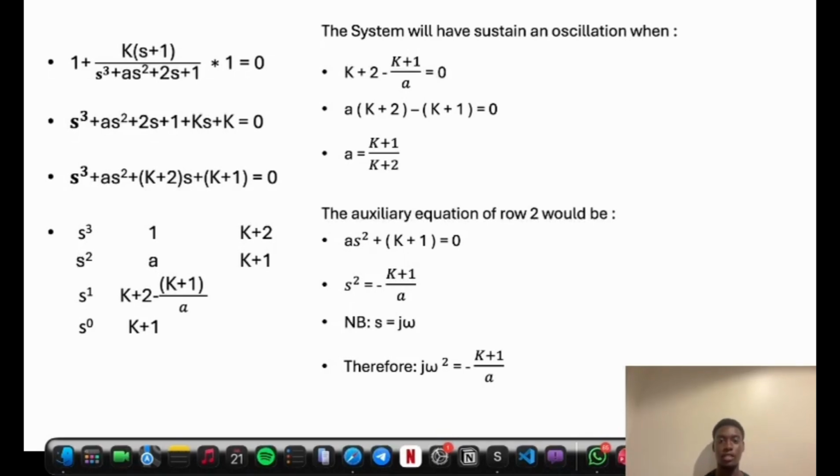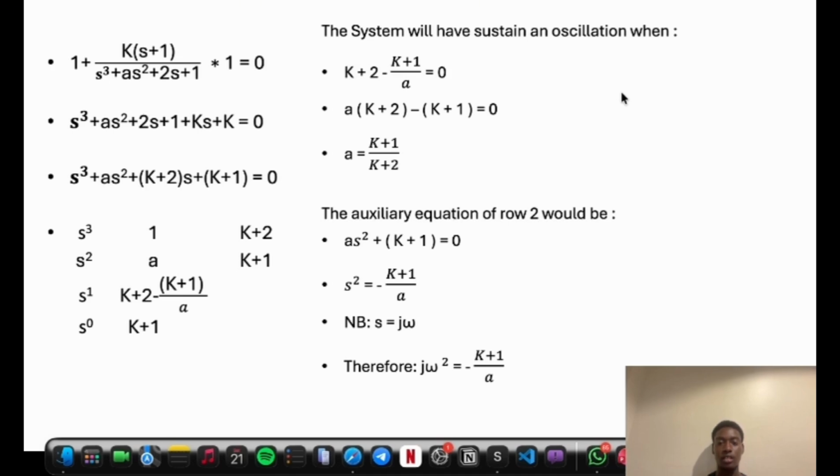So I'll continue from this slide. In this slide, we are looking at the conditions under which a system exhibits sustained oscillations. Sustained oscillations occur when a system continues to oscillate with constant amplitude over time, meaning there is no damping or growth. The system is perfectly balanced.